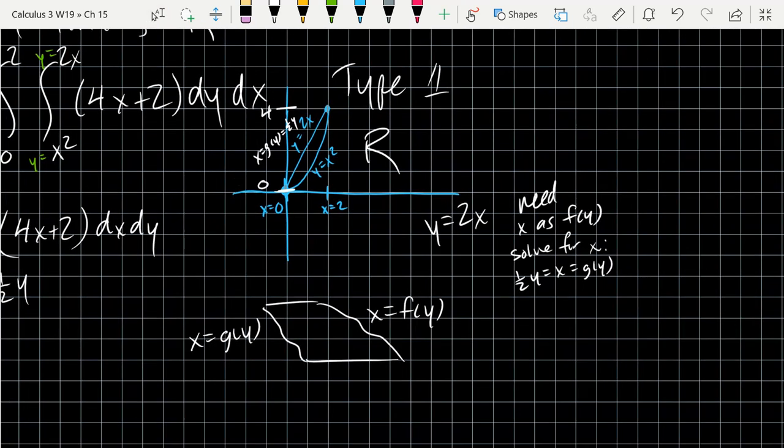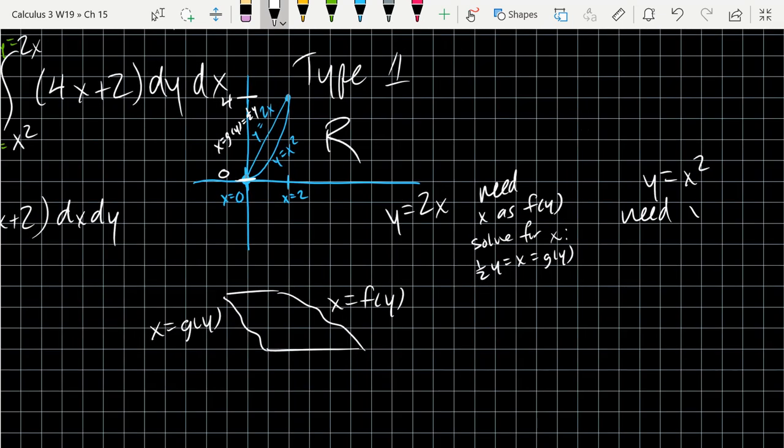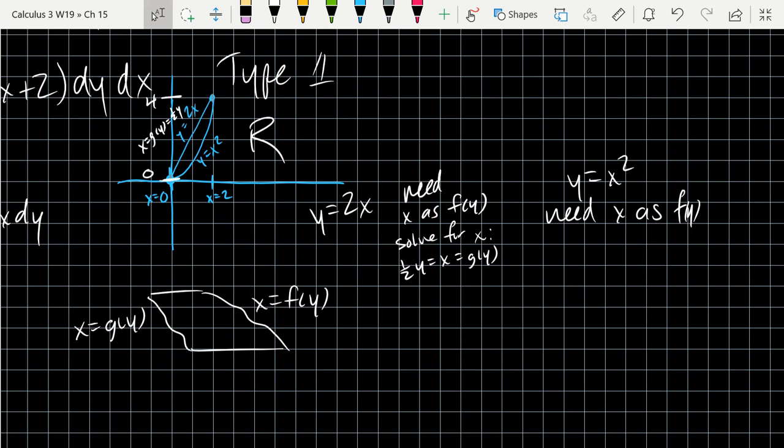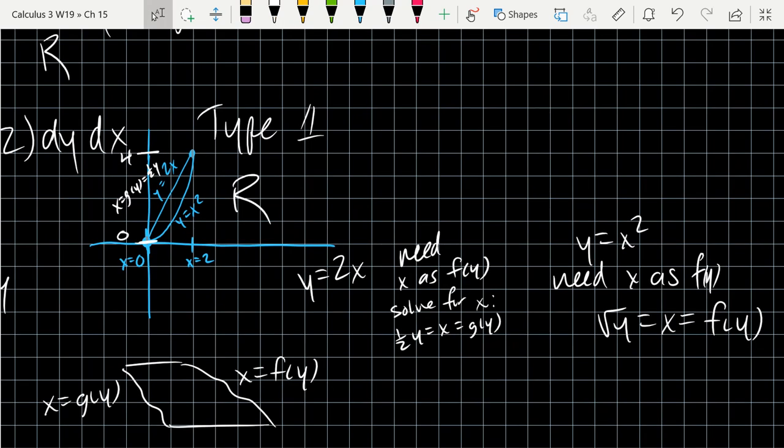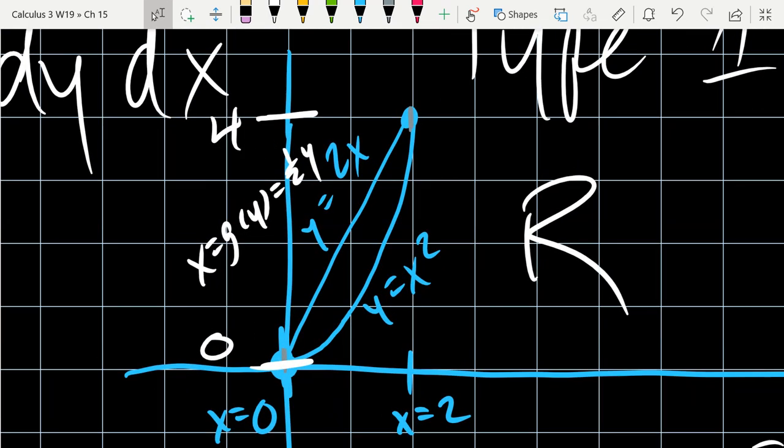All right, our other equation, y equals x squared. And again, I need x as a function of y. How do I solve for x here? Square root. So our f of y function is square root y. Why did I not use the negative square root y? You may not have been thinking about it, but if I take a square root, I do get plus or minus. I drew the negative square root. That would have been the part of the function I didn't actually use over there. So if I was using any part of the left portion of the parabola, I would have gone with the negative version.